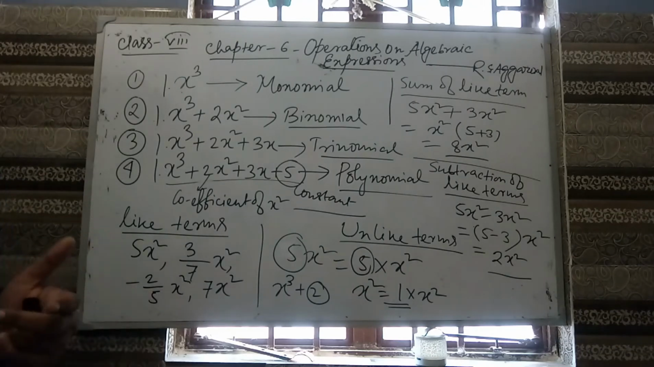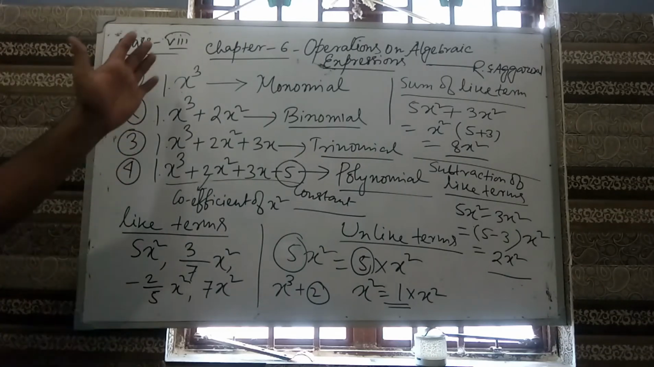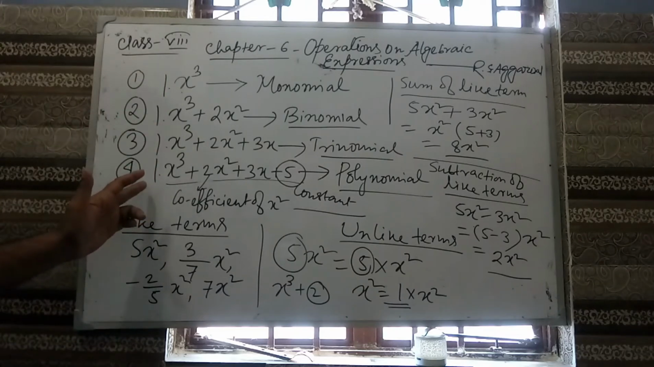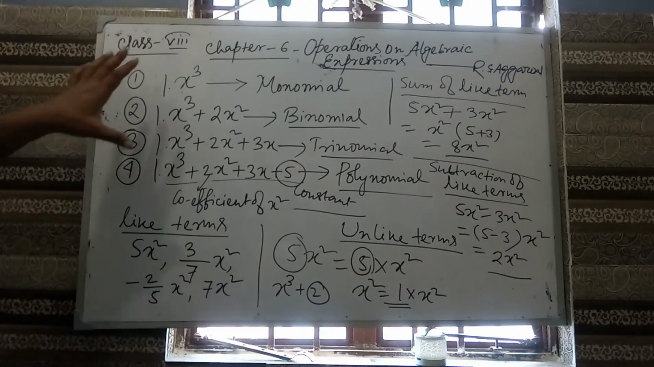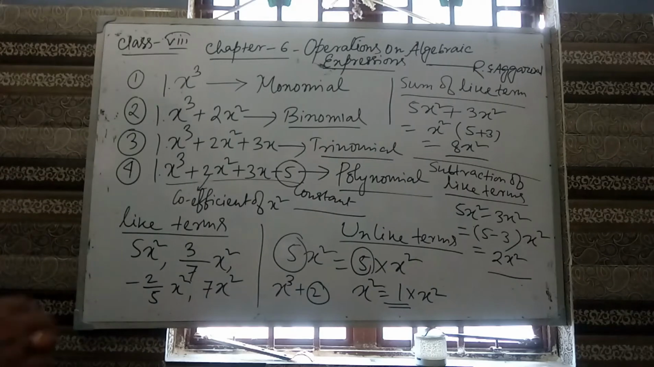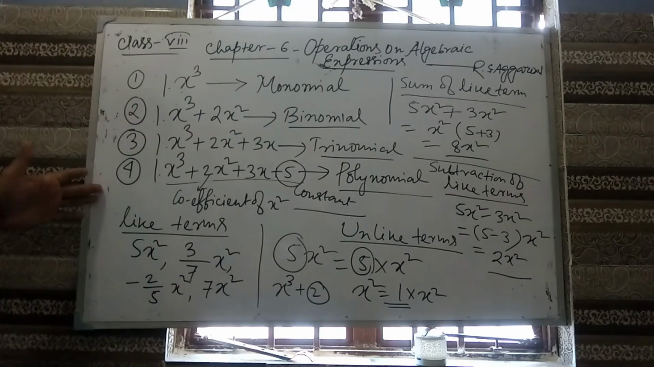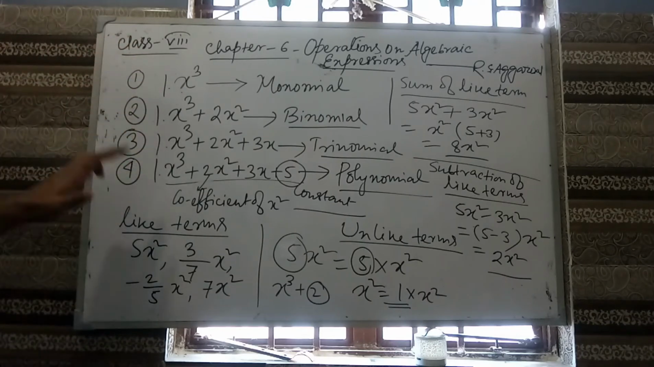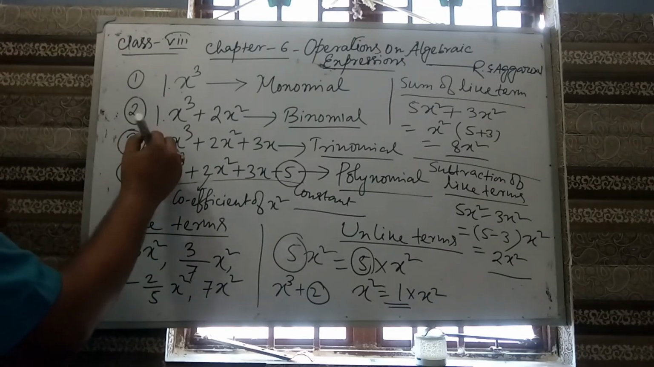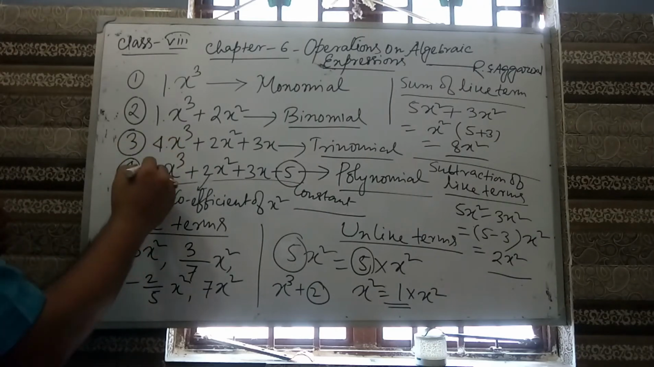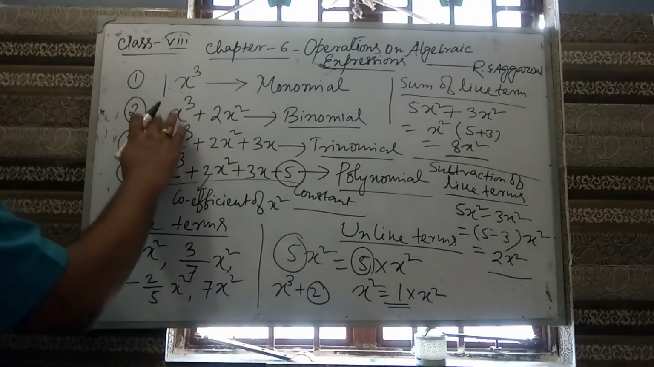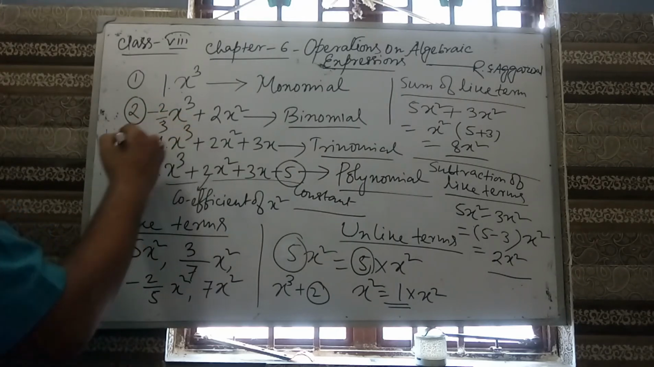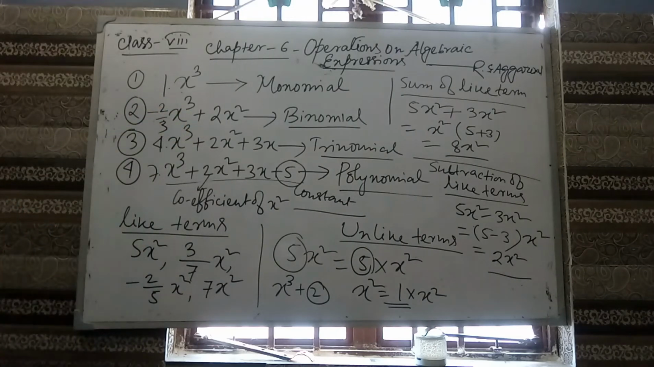It is not necessary that the coefficient of the first term will be 1. We have taken these examples, and in these examples the coefficients of the first terms are 1. But it may be 4x cube, it may be 7x cube, it may be minus 2 by 3 x cube, whatever.